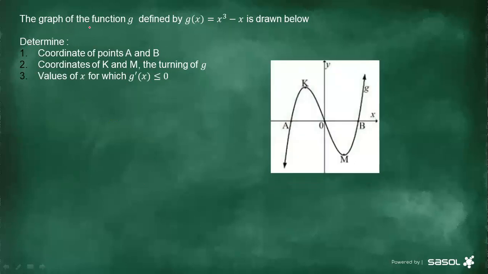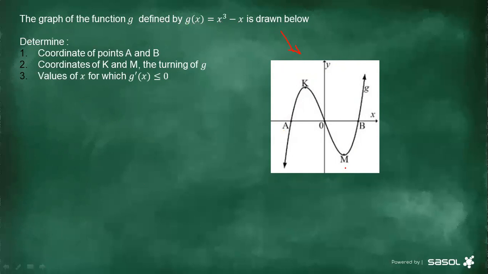The graph of the function g defined by the equation g of x equals x cubed minus x is drawn below. You can see this graph is here. In this case, you are now having the graph already. It has been drawn for us. Then we'll see what we are going to be answering on this one.